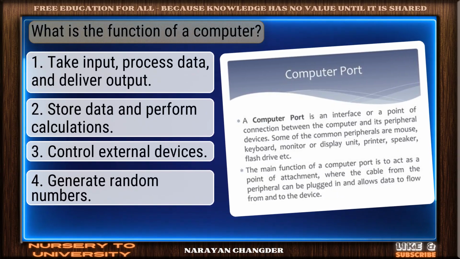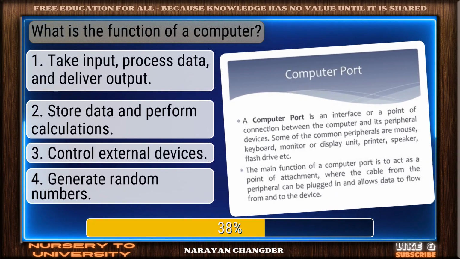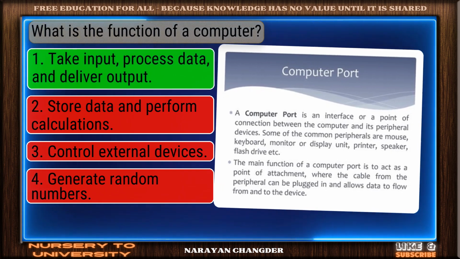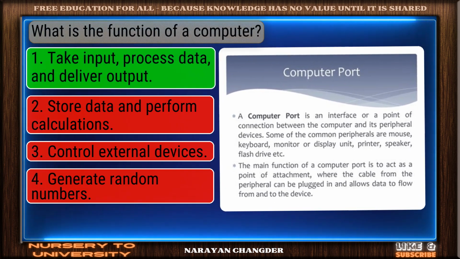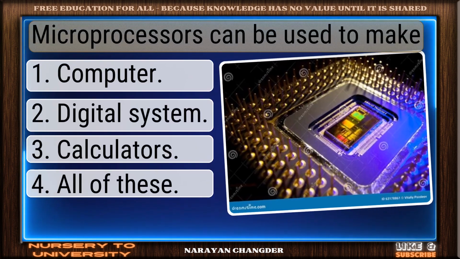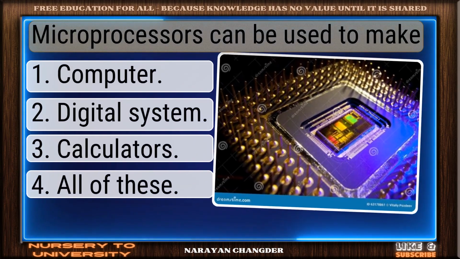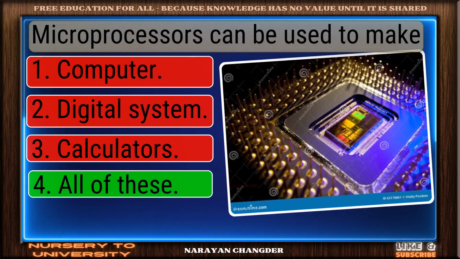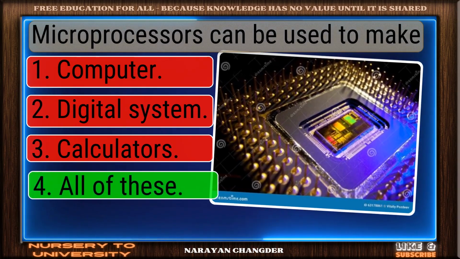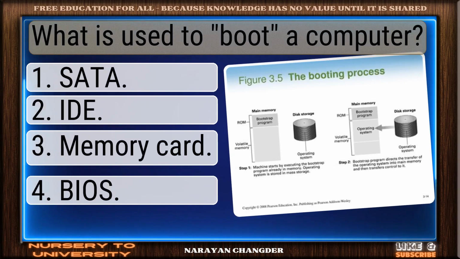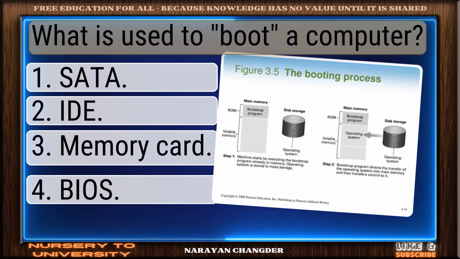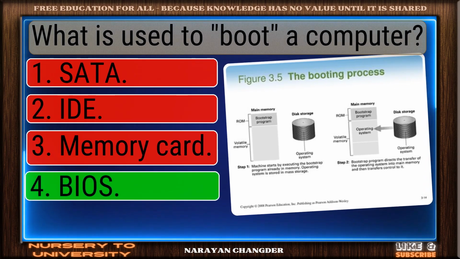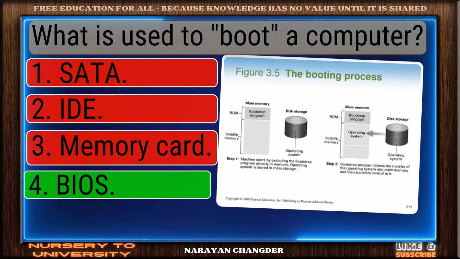Question number 55. What is the function of a computer? Great job. Take input, process data, and deliver output is the accurate answer. Question number 56. Microprocessors can be used to make. Well done. All of these is the right choice. Question number 57. What is used to boot a computer? You chose BIOS, and it is correct.